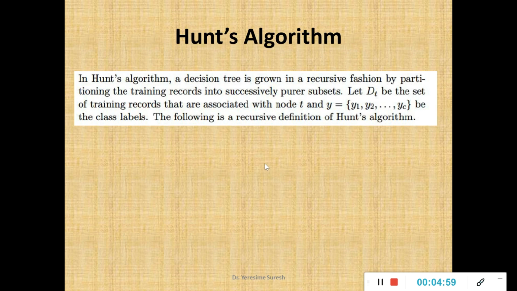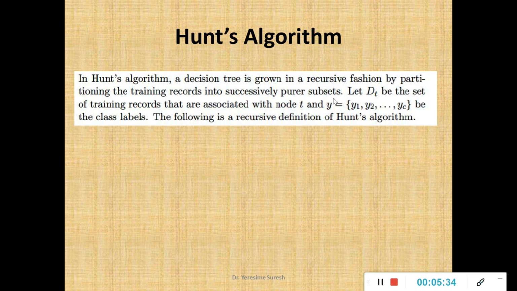Next we will see one of the basic algorithms to build a decision tree, which is Hunt's algorithm, named after the scientist who gave this algorithm. In Hunt's algorithm, a decision tree is grown in a recursive fashion. That means it is repeated n number of times by partitioning the training records into successively purer subsets. If your training data set has n instances, those n instances will be partitioned into purer subsets.